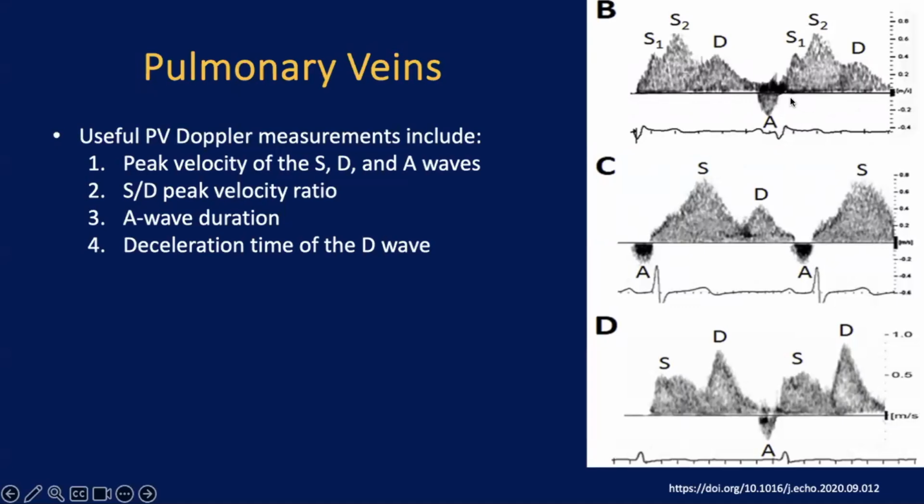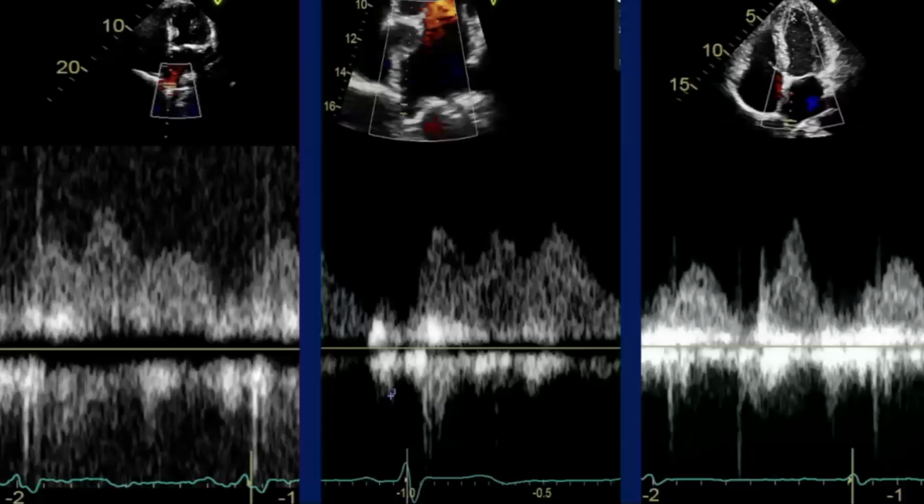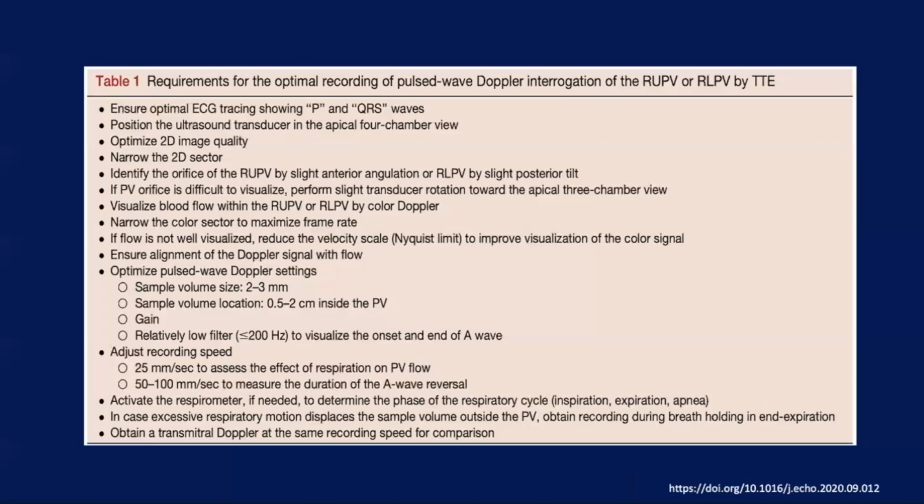For example, absence of the A wave, blunted S, reverse S in systolic reversal and MR. And we can have it also in diastole. We can measure the deceleration time of the D wave and the duration of the A wave. It is advanced. Sometimes it's difficult to get the sample volume at that place. However, we need at least the S and D, which is really nicely presented here.